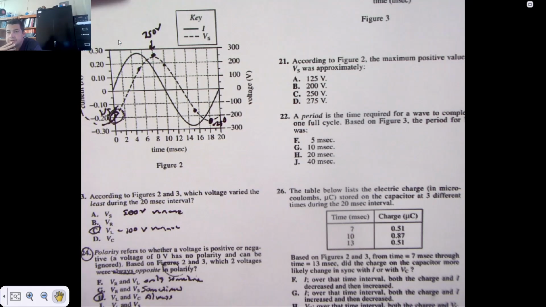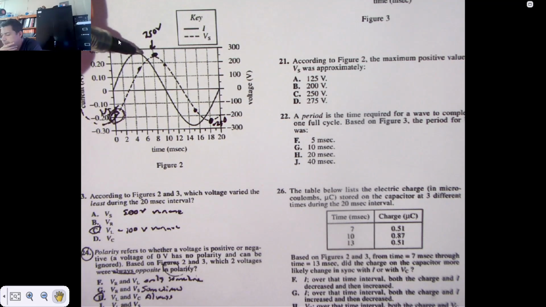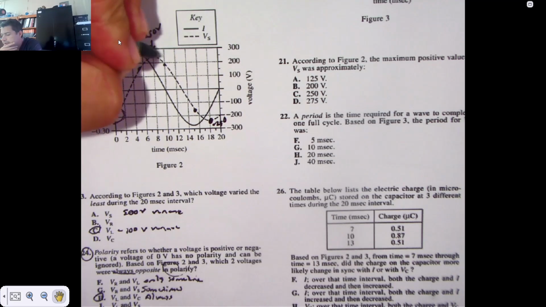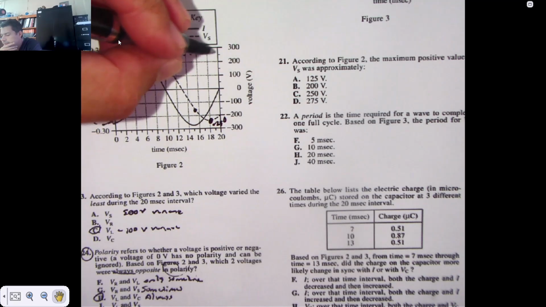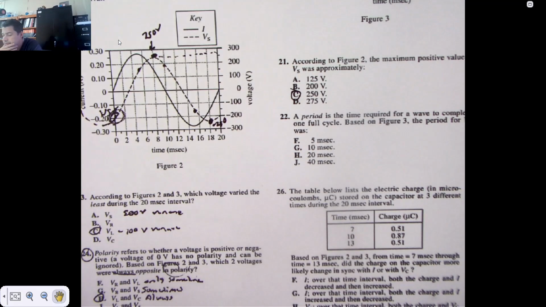Question 21, according to figure 2, thankfully only looking at figure 2, the maximum positive value of V sub S was approximately what? So I kind of highlighted it here. That's the maximum of V sub S, and then you just kind of run over here. I'm going to go with 250. Looks like 250. 275 would be closer to the top.